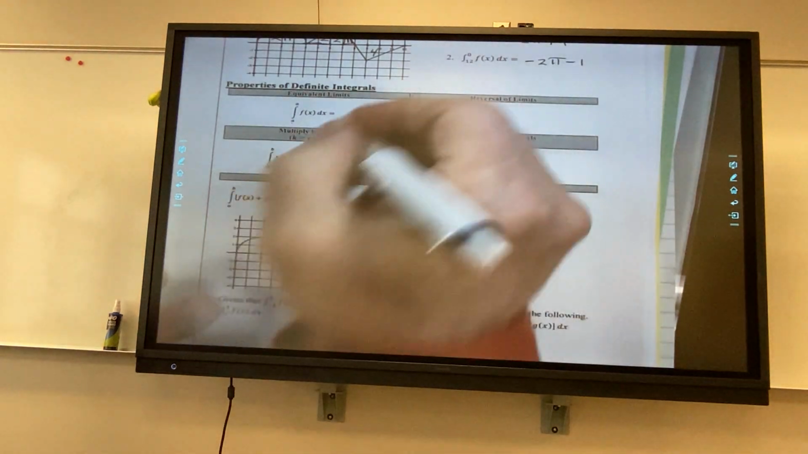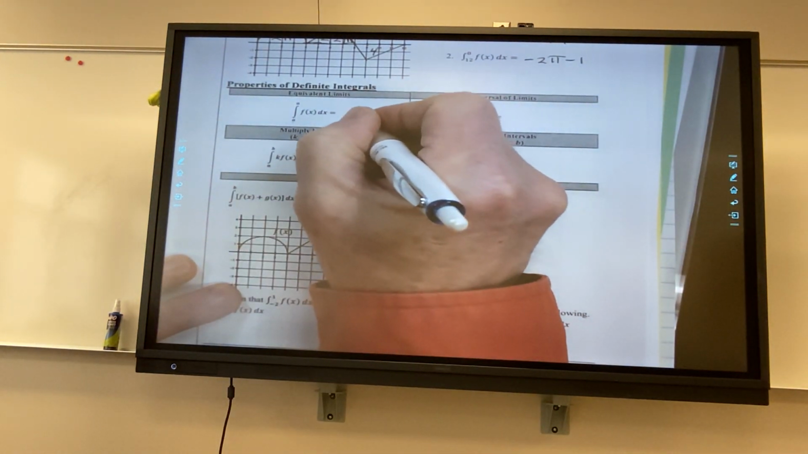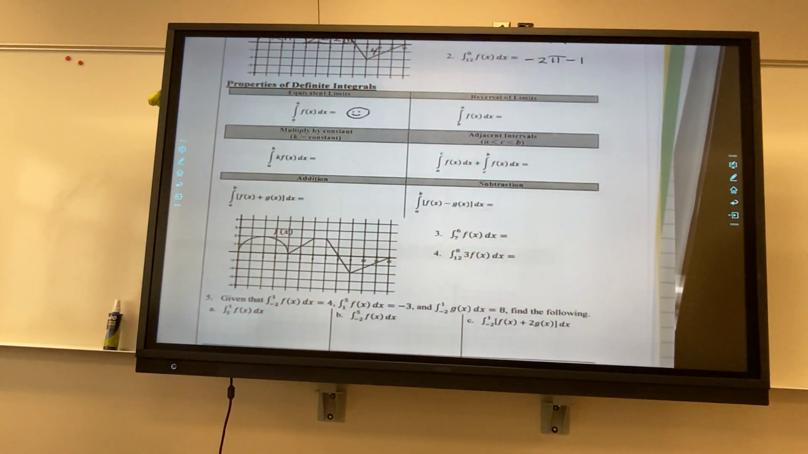0. So anytime you integrate from the same number to itself, it's automatically going to be 0. Whether it's integrating from 2 to 2, 3 to 3, pi to pi, doesn't matter, it's going to be 0. There is no area under that section. Is that making sense? All right, super.